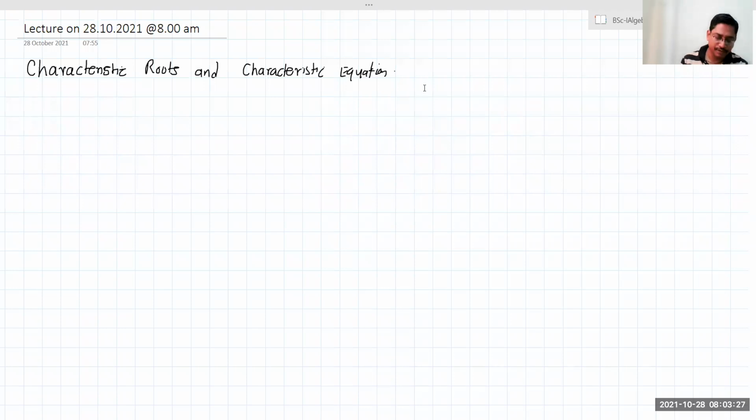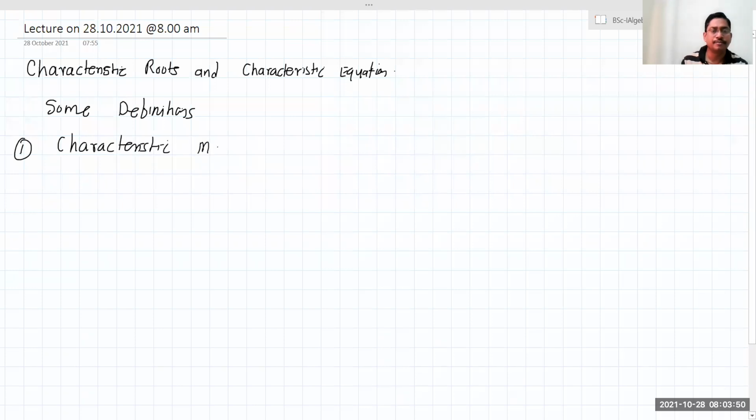But for that, we need a square matrix. Without a square matrix, we cannot do all those things. So this is applicable only for square matrices. So some definitions I will mention here. So the first definition is characteristic matrix.